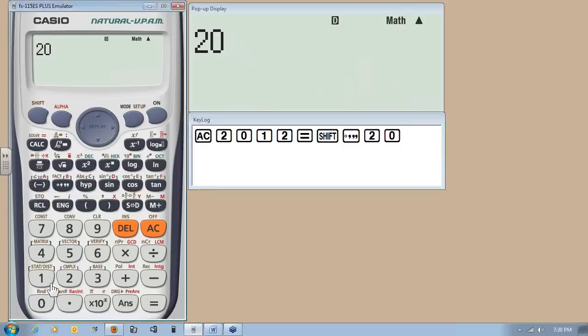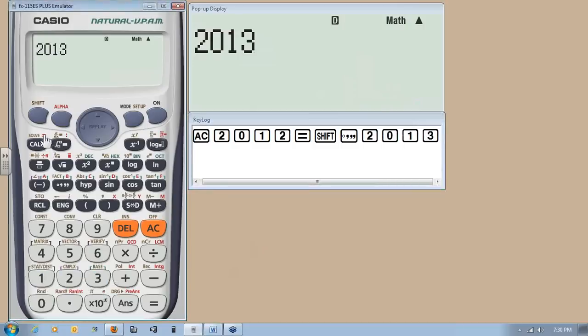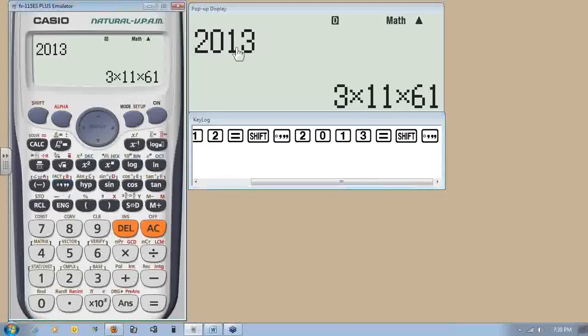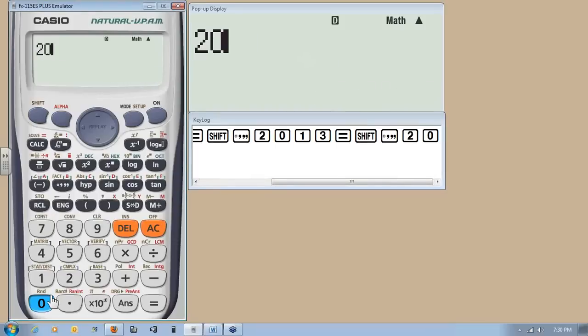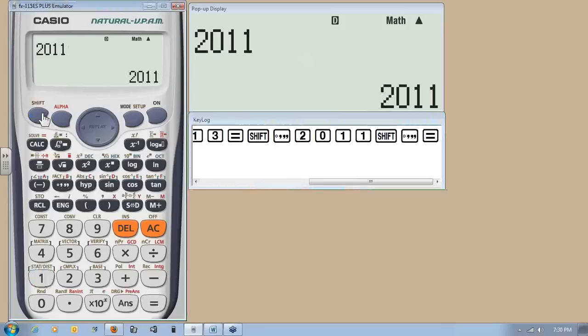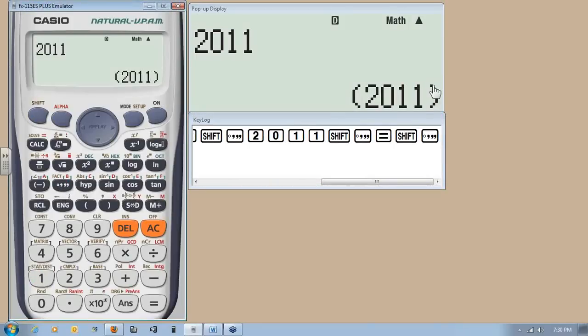So let's see if the year 2013 is factorable, or is that a prime year? Equals, shift factorized. No, it actually is. I thought it was going to be a prime. Was the year 2011 prime? Oh, forgot to hit equals. Shift fact. 2011 is prime. Notice it's got parentheses around it that lets you know this is a prime factor.